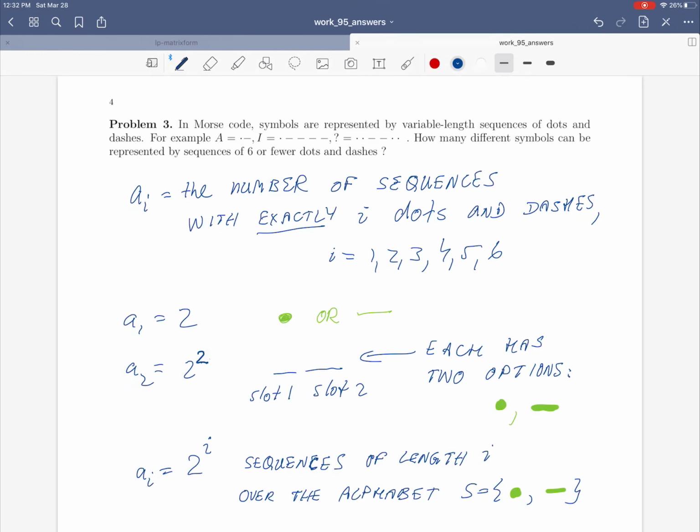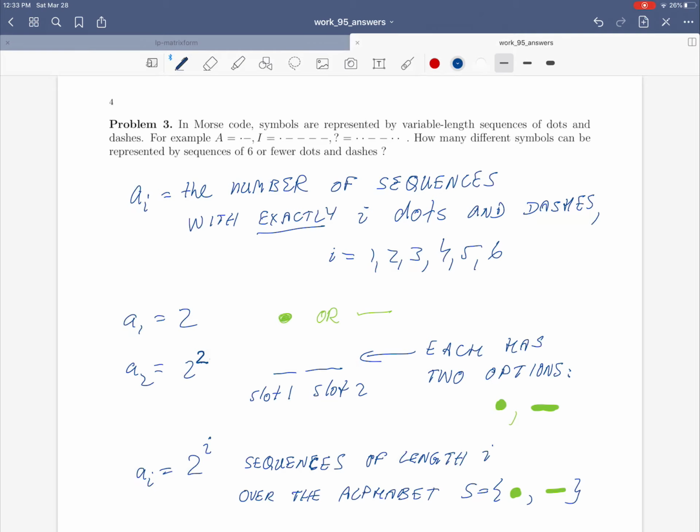And finally, the third problem, we will look at Morse code. Symbols in the Morse code are represented by variable length sequences of dots and dashes. For example, A is dot dash, and so on. Actually, it's interesting, this code, because of its simplicity, is still used by planes and boats in case of emergencies, in case all other radio contact fails.